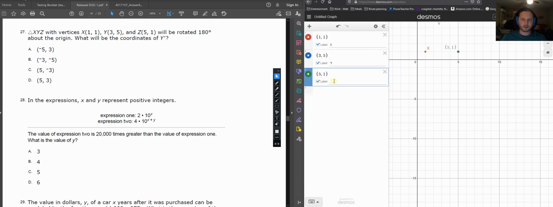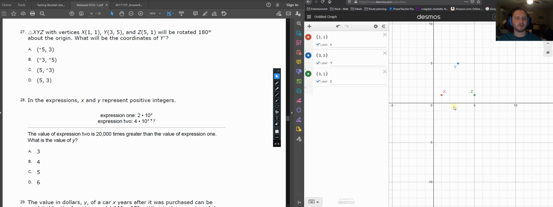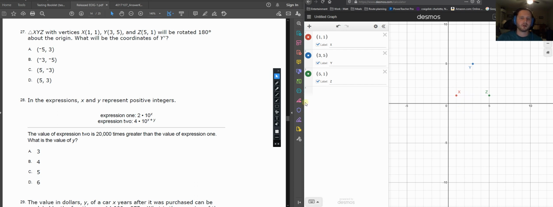Okay, and z. So it is saying that this triangle will be rotated 180 degrees about the origin. What would be the coordinates of y, or y prime? So the old y coordinate was here. If I rotate 180 degrees, that would be 90 degrees, that would be 180 degrees. It's going to end up somewhere down here.